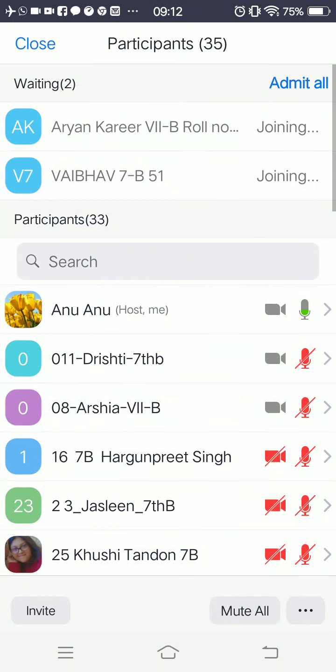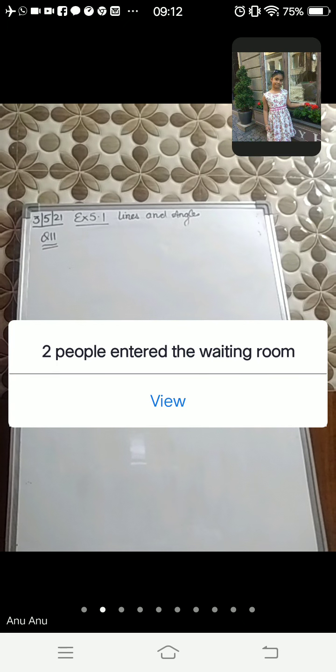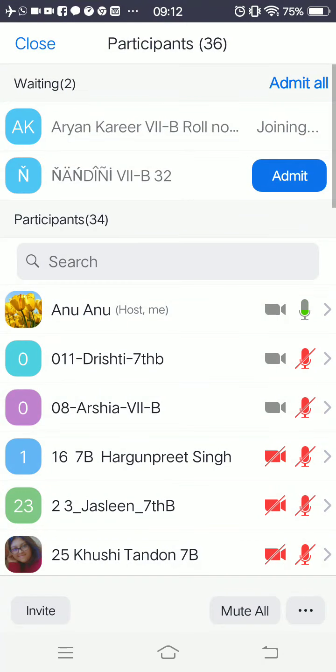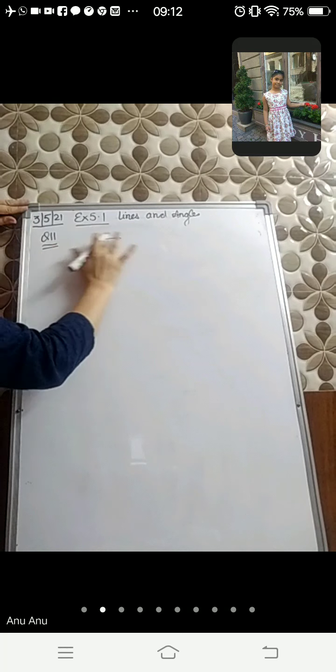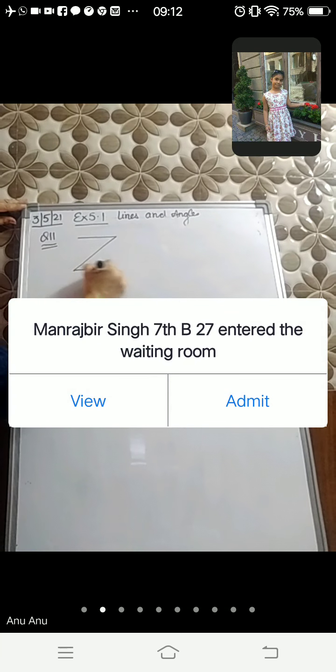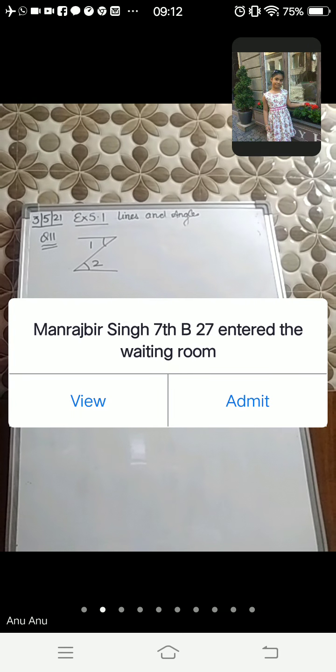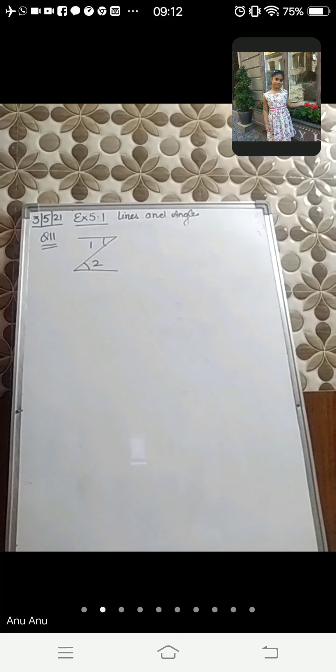Adjacent angles are the angles which have a common vertex and a common arm, and the non-common arms will always lie on either side of the common arm. So this figure is given to you and they are asking whether angle 1 and angle 2 are adjacent. Yes, can anybody tell me the answer? Are these two angles 1 and 2 adjacent?